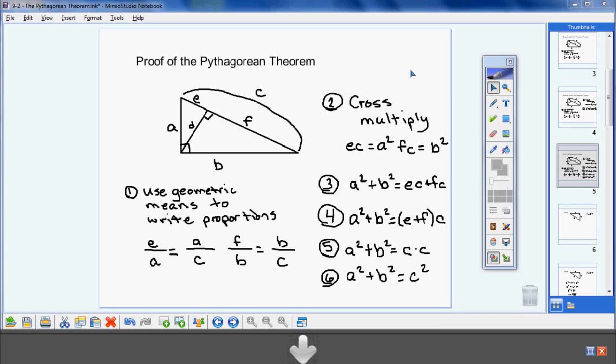So we're going to draw the picture. This is where you take the time to draw it. Label all your different parts. We have an A and a B, and C is the hypotenuse. But then we have the little parts, E and F, and then D down through the middle. We use the geometric means to write proportions.